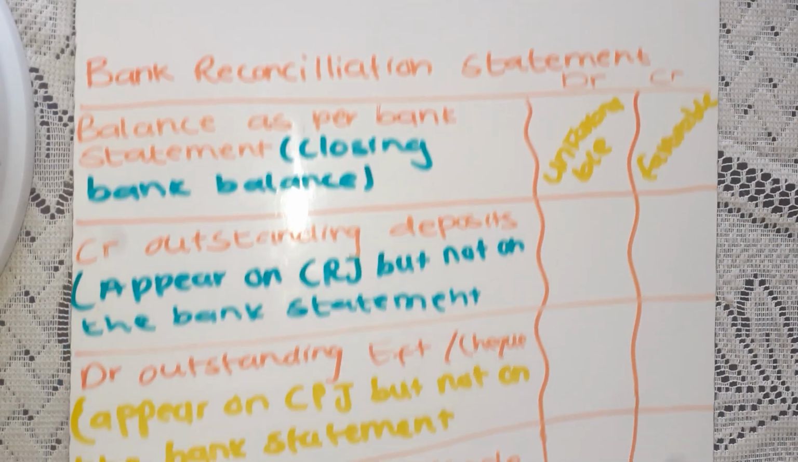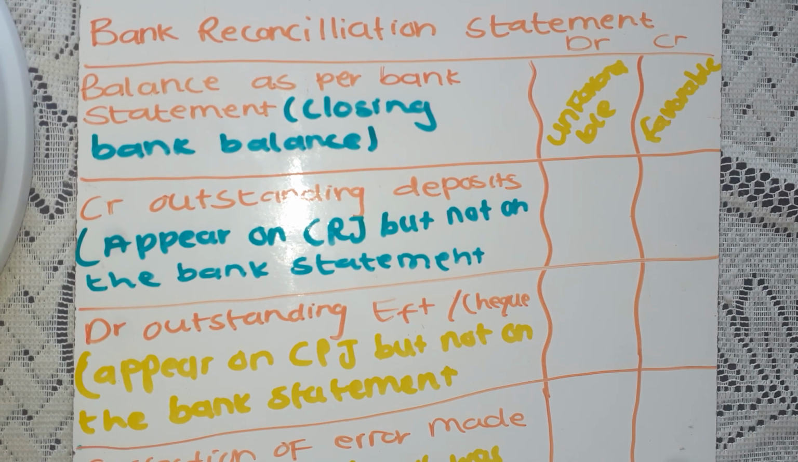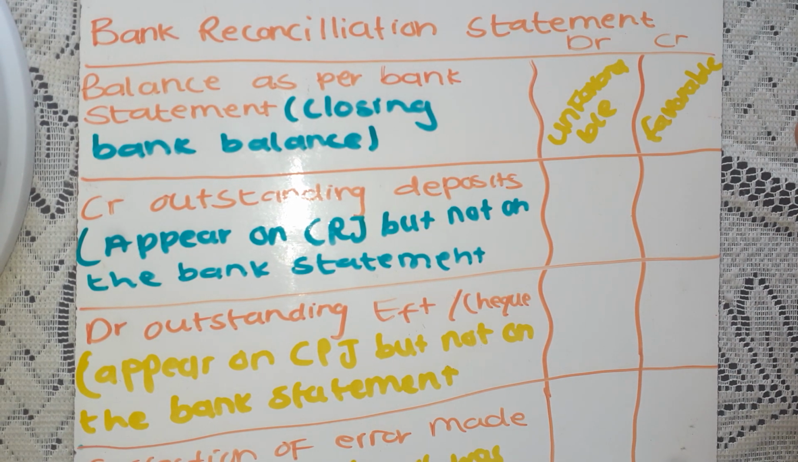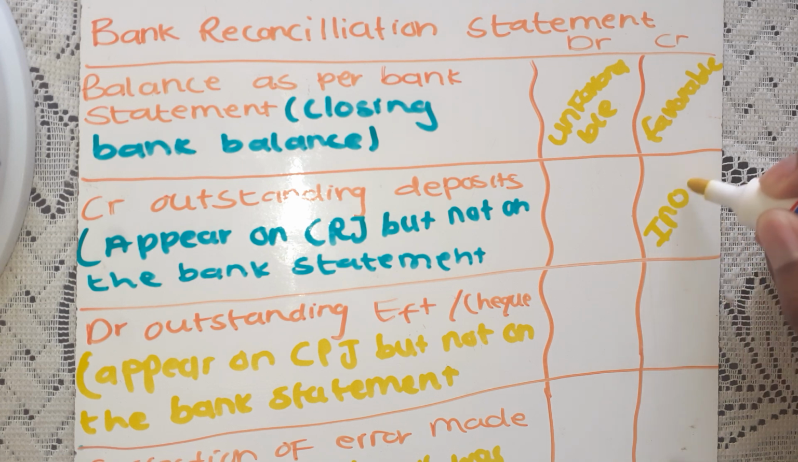Now let's go to credit outstanding deposits. Okay, when we talk about outstanding deposits, we're talking about items that appear on the CRJ but not on the bank statement. As I have told you, anything that appears in our books as a business but does not appear in the bank statement has to be recorded in the bank reconciliation statement. So outstanding deposits are all the cash receipts which do not appear because of reasons I have mentioned before. So that will always be credited because it is an income.